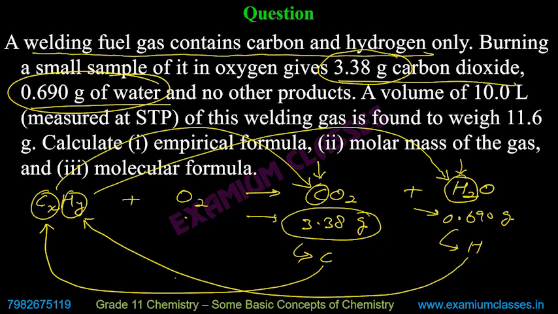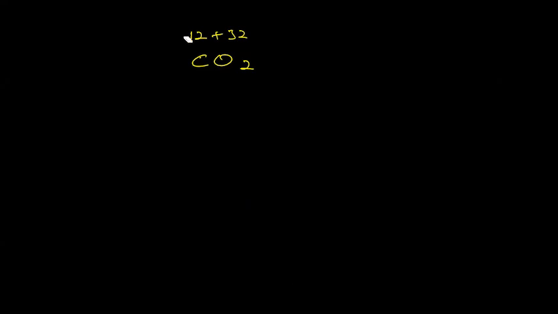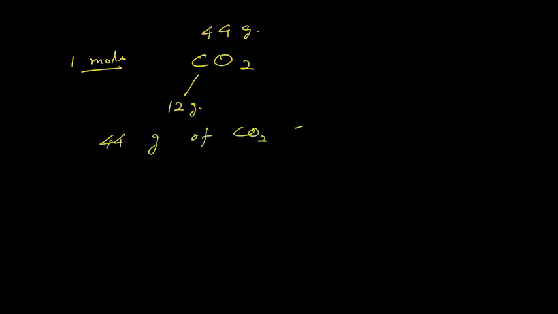And how can you get that? Because you know the relationship. The molar mass of CO2 is 12 plus 16 into 2, that is 12 plus 32, which is 44 grams in 1 mole. But how much carbon is there? 12 grams only. So it means 44 grams of carbon dioxide contains 12 grams of carbon. Any confusion here? Just let me know if there is any confusion.